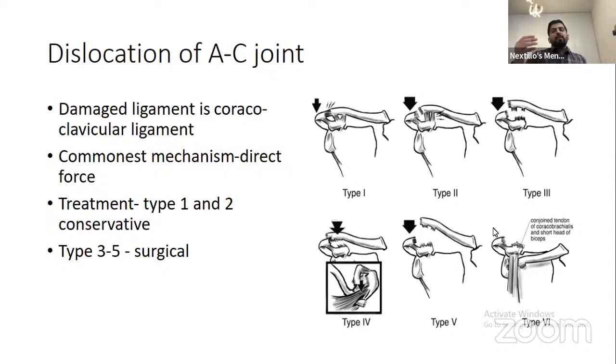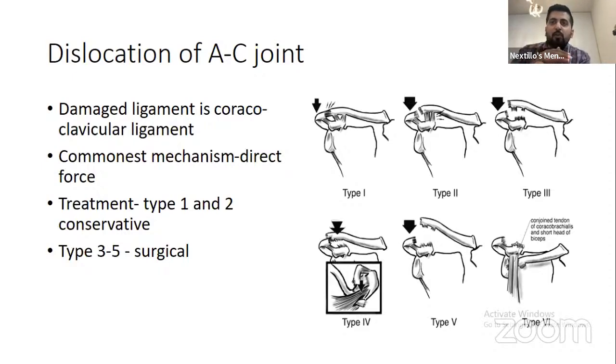Coming on to the next topic, which is the dislocation of the acromioclavicular joint. In the previous topic, we just talked about how the coracoclavicular ligament may be injured. What is important to see here is that the coracoclavicular ligament arises from the coracoid and attaches onto the clavicle, and that is the most important ligament responsible for stabilizing the clavicle in its position antero-posteriorly.